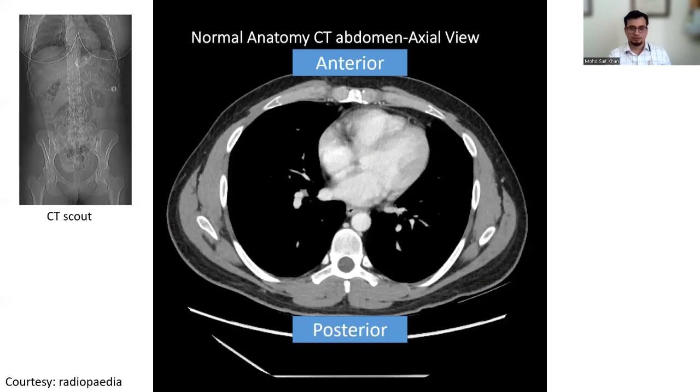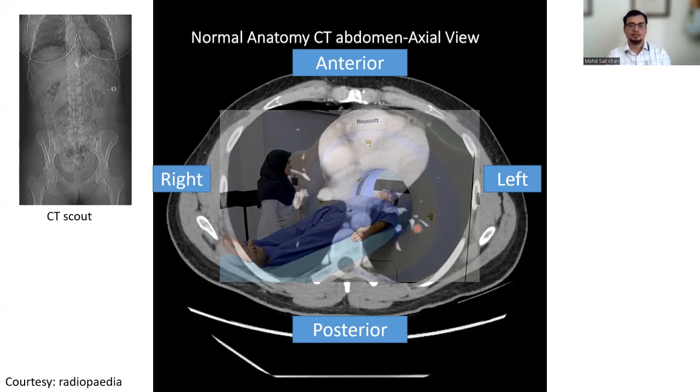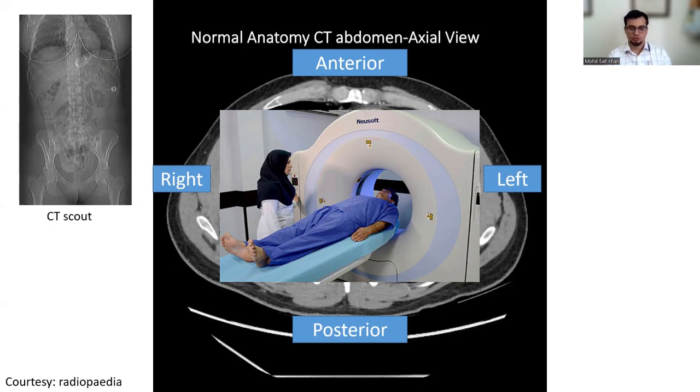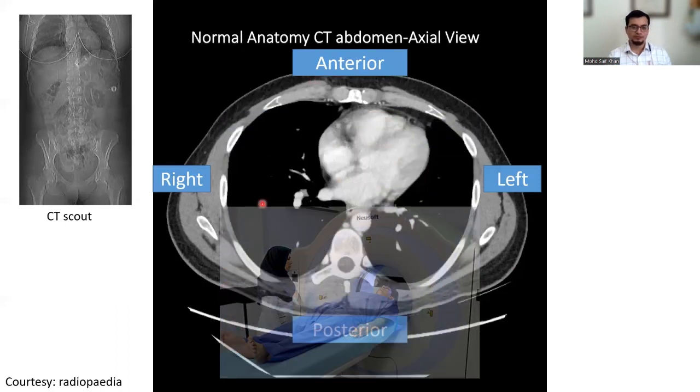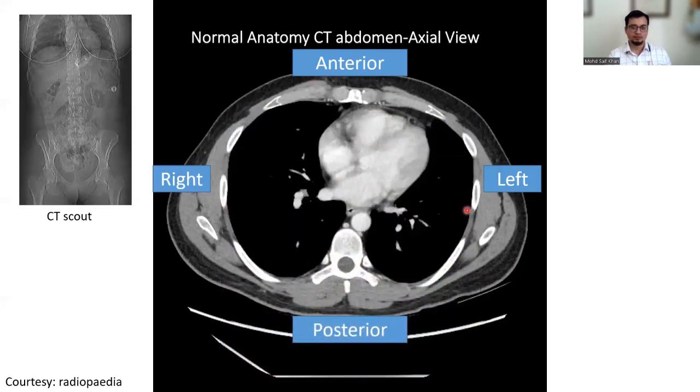So this is your anterior, posterior, left and right. Conventionally, the patient's head is away in the CT scan and the legs are towards you. You are looking at the patient from the leg end. So that is how it will be. Right will be on this side and left will be on this side. These are the anterior structures and these are the posterior structures. Like that, conventionally, we orient ourselves to all the cuts in the CT scan.